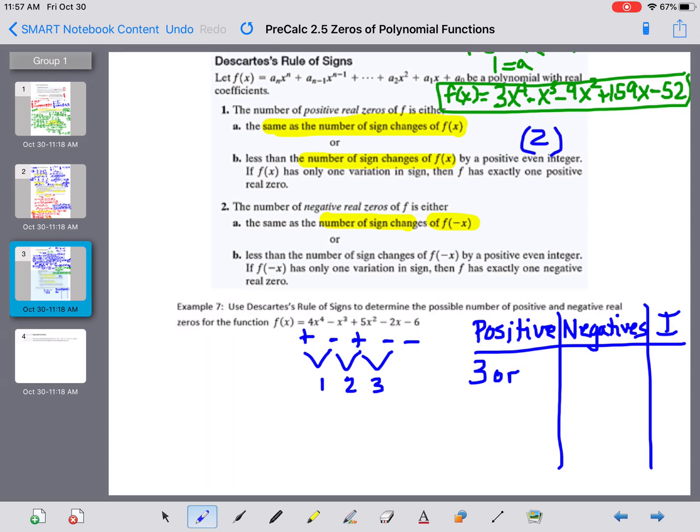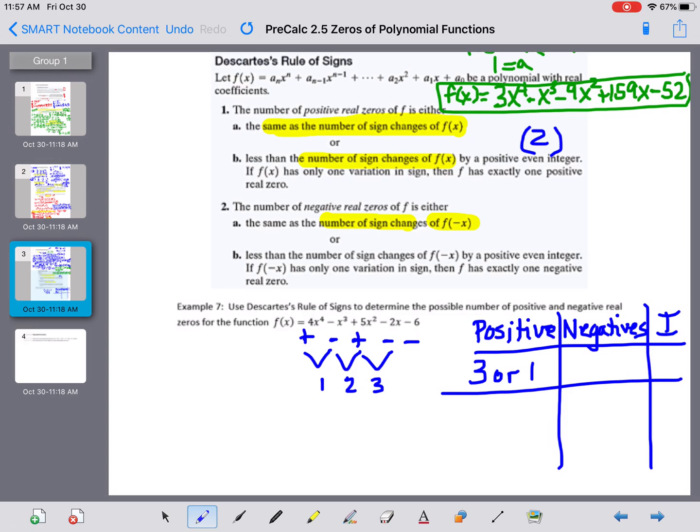Okay, subtract 2 until you get to either 0 or -1. You can't have -1. So 3 minus 2 is 1. Obviously, 1 minus 2 gives me -1, and I don't want that one. So I'm just going to say 3 or 1, okay?